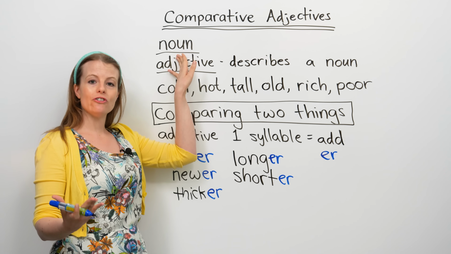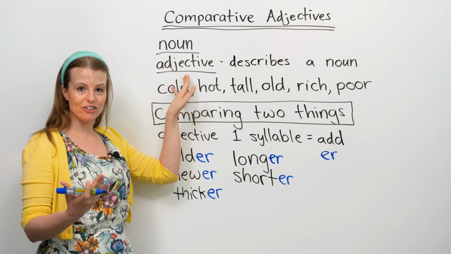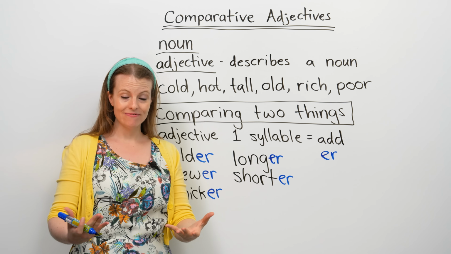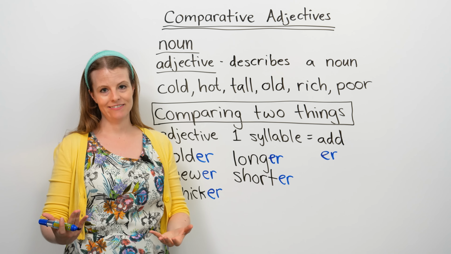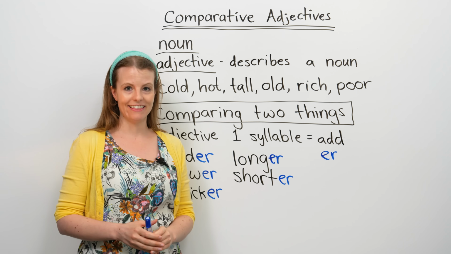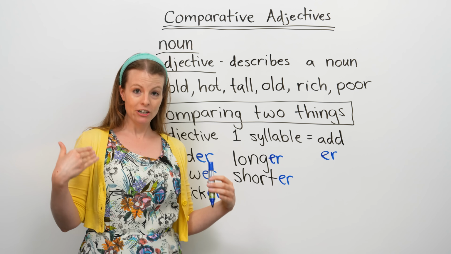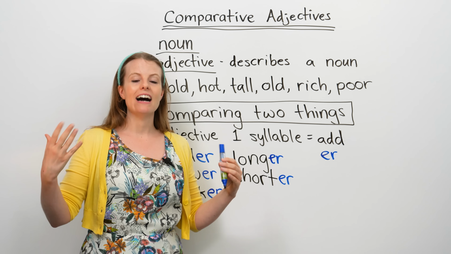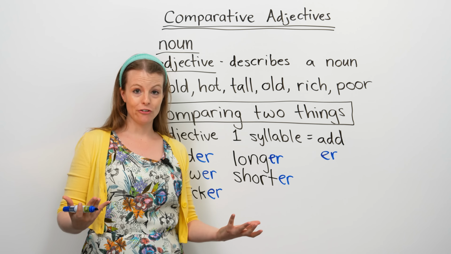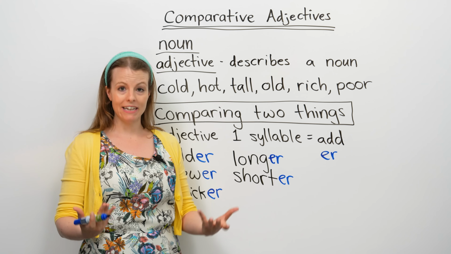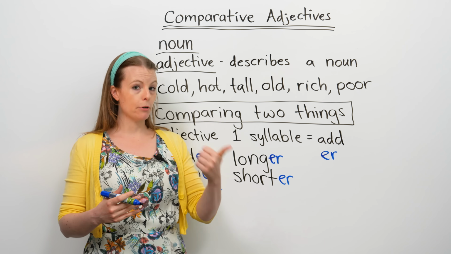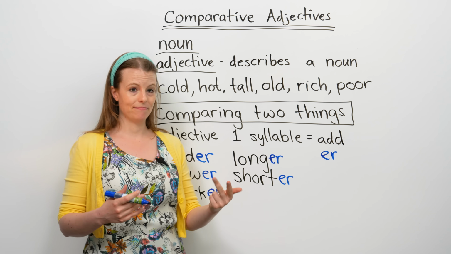I just want to remind you about what a noun is and an adjective is before we begin. A noun is a person, a place, or a thing. So for example, this marker is a noun because it's a thing. I'm a person, my name is Emma, I'm also a noun, okay? Right now we are in a classroom. A classroom is a place, so classroom is a noun. So a noun is a person, a place, or a thing.